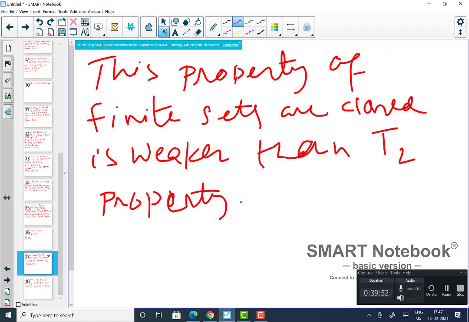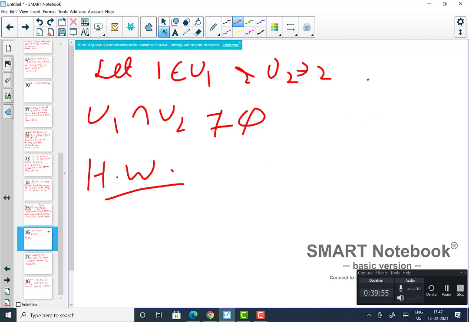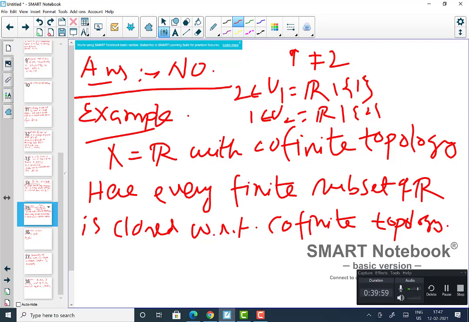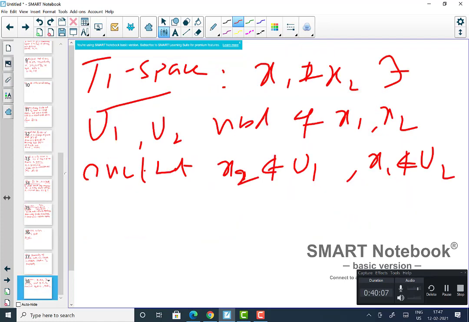For example, here I have given an example of two neighborhoods. In the first neighborhood, 1 does not belong to the second neighborhood, 2 does not belong to the first, but they are not disjoint. So this is the property. This property is equivalent to saying that finite point sets are closed. So this kind of space is called Frechet space or T1 space. Let me not discuss in detail, I will give you one theorem, and then I am going to my next important theorem.